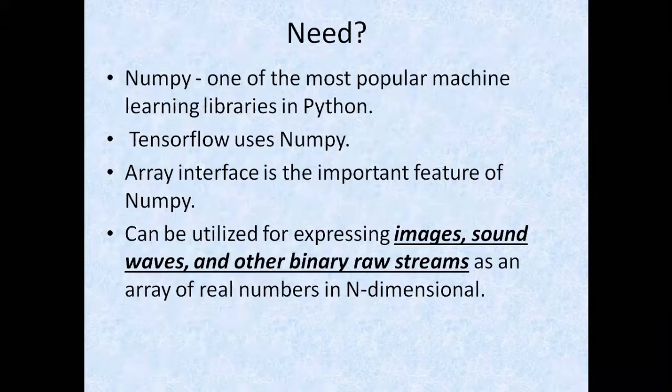And while talking about its real-time uses, it can be utilized for expressing images, sound waves, and other binary raw streams as an array of real numbers in n dimensions. Just imagine how tedious it would be to imagine an image with each color separated in its own form, red, green, and blue. But just imagine it as a three-dimensional array. It would be very, very easy for us to imagine it as an array. So thus, the implementation of the n-dimensional array became a very popular thing. That's why NumPy is very basic and very popular among data scientists.